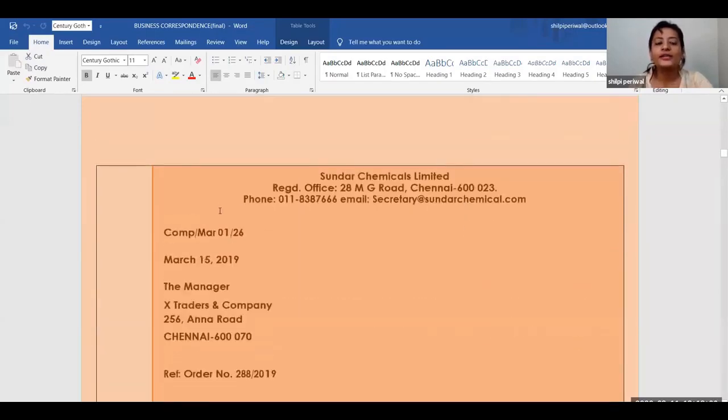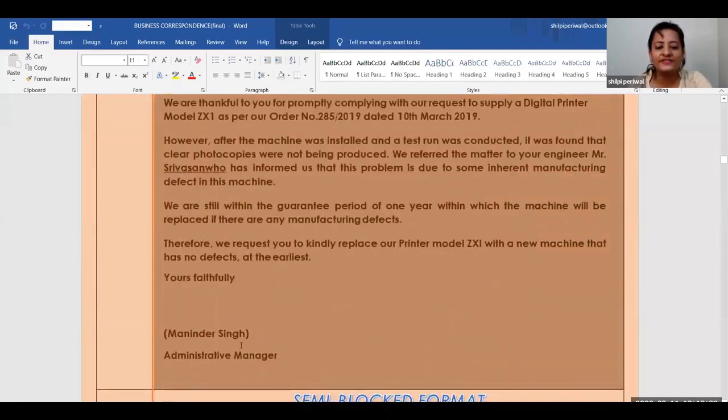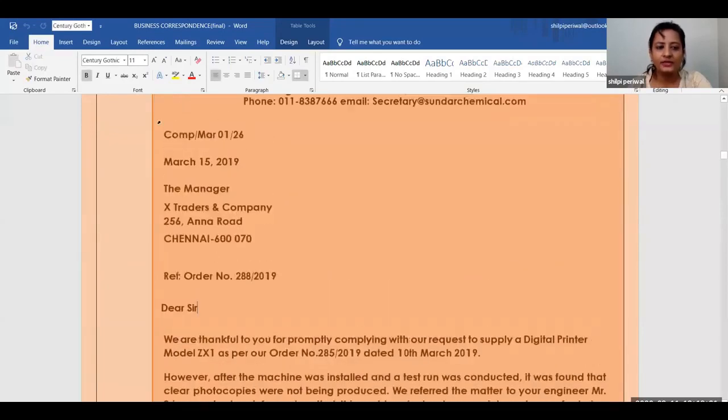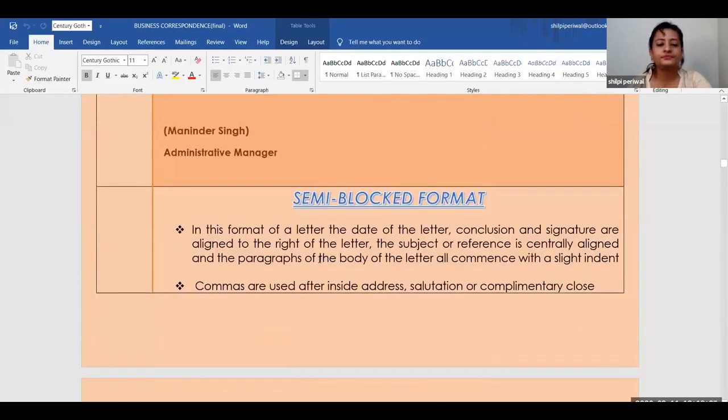Blocked format, why? Can you see? See, this is the letterhead, okay? Can you see everything is on the left side? Each and everything is on the left side of the paper, letter. All this is on left side. So this is known as blocked format.